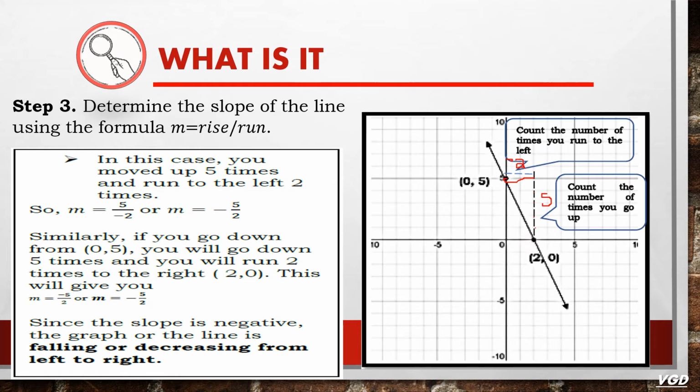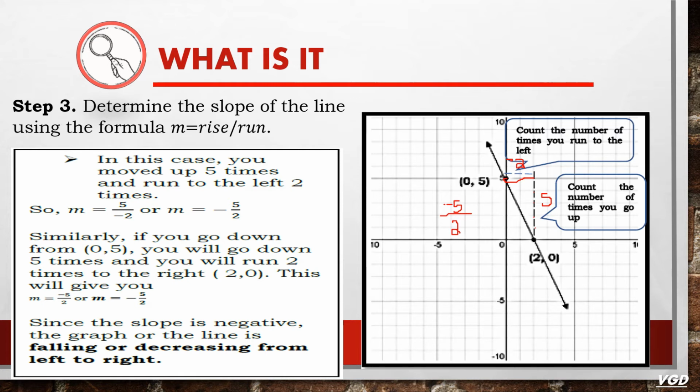So in this case, we were able to have negative 5 as our rise and our run is positive 2. In which pariha ra gihapon siya, negative 5 divided by 2 is still a negative 5 over 2. Or negative 2 divided by 5 is still a negative 5 over 2.